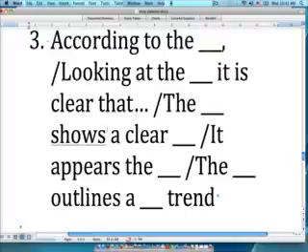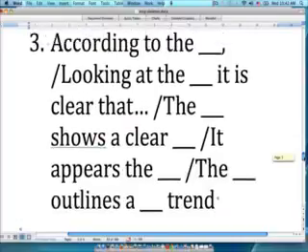The diagram shows a clear, and then whatever, or the chart shows a clear growth over the period of 6 months, or the table shows a clear cyclical pattern if you're talking about a bus timetable. Something like that would be fine. It appears the diagram outlines an upward trend, or the graph outlines a downward trend, or whatever. I think that's the end of the list.